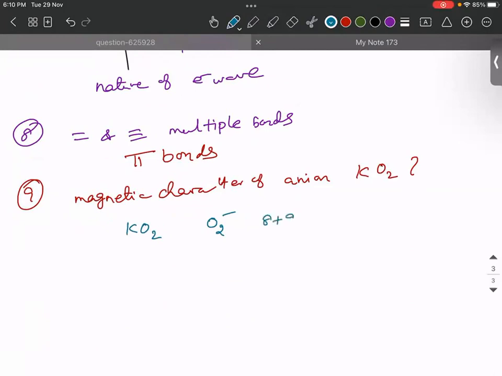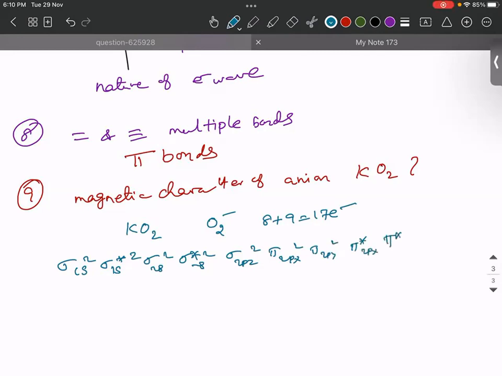So 8 plus 9, 17 electrons. So you can write for that sigma 1s2, sigma star 1s2, sigma 2s2, sigma star 2s2, sigma 2pz2, pi 2px2, pi 2py2, pi star 2px, pi star 2py. 2, 4, 6, 8, 10, 12, 14. So you have 16, no? 16 and one more, 17. Now, this will be paired, paired, paired, paired, paired, paired, paired, paired, but you have one unpaired. So it is paramagnetic.